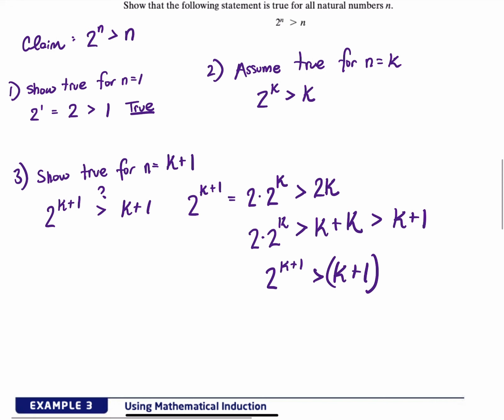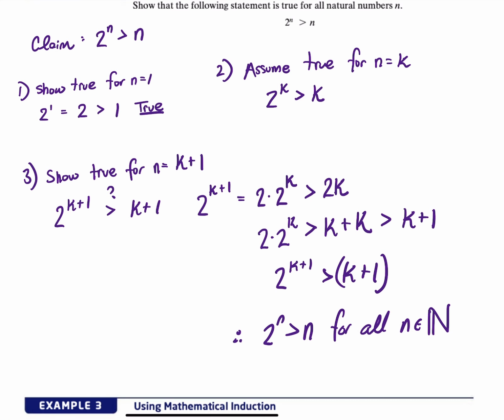So we started by showing that it's true for n equals 1. We assume that it's true for n equals k. Then show that it's true for n equals k plus 1. So we can say 2 to the n will be greater than n for all n from the natural numbers. So let's look at a couple more.